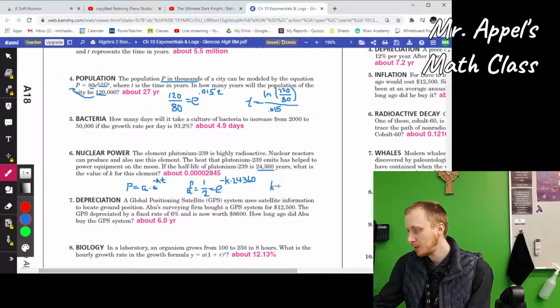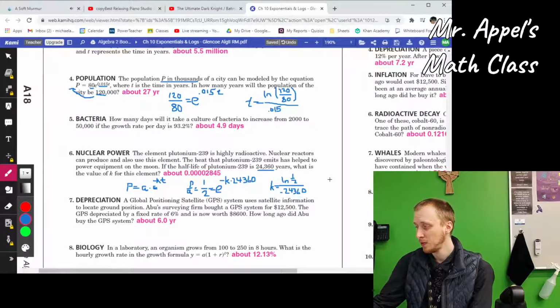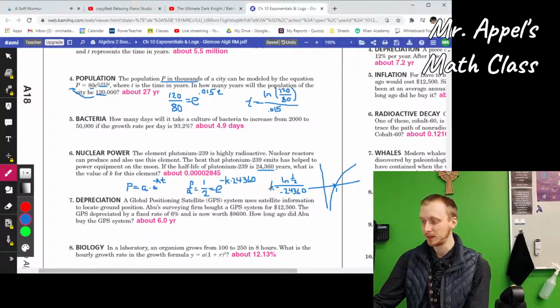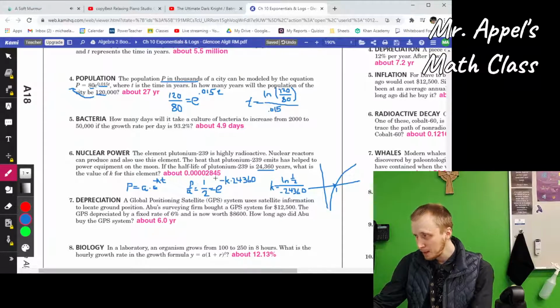So K should be equal to ln of 1/2 divided by negative 24360. And that will give you a positive number. If you recall, your natural log graph goes like that, and it crosses here at 1. So the log of anything less than 1 will be a negative number, so you'll have a negative value divided by a negative value. Perfect, back to positive value for K. Not a very big number, but a positive one.